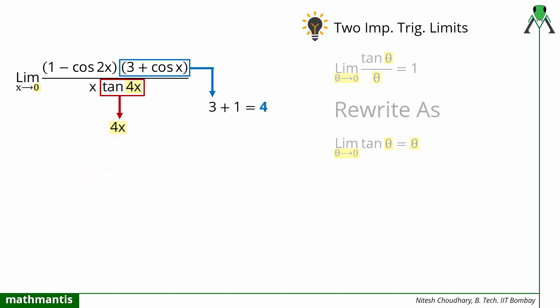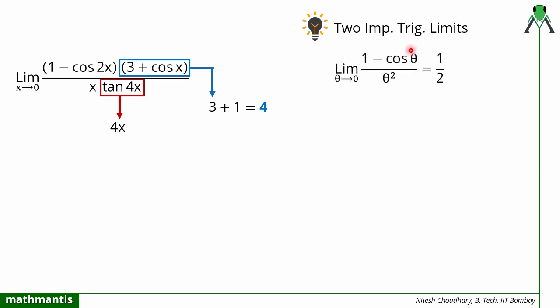Next, the important trigonometric limit that I will use is this one. 1 minus cos theta upon theta square is half, where theta is approaching 0. Theta is the angle inside the cosine. So I will rewrite this limit as 1 minus cos theta is equal to theta square by 2. This is the limit I will apply.